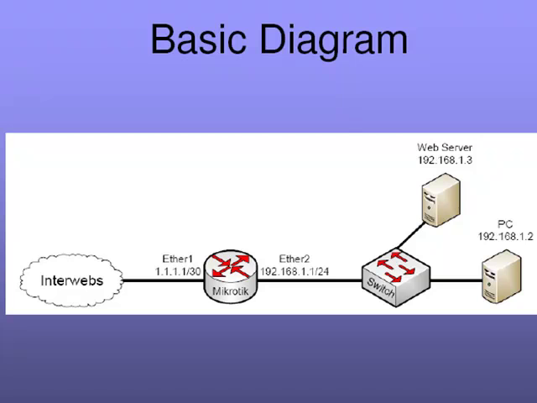So this is going to be the basic diagram, and I'm going to toggle over to another diagram as we go through some of the configurations to show you our basic configuration. Ethernet 1, 1.1.1.1/30, Ethernet 2, 192.168.1.1, and that guy's a /24 subnet. You've got a PC and a web server. Pretty straightforward. Probably what you're going to see at most small offices.